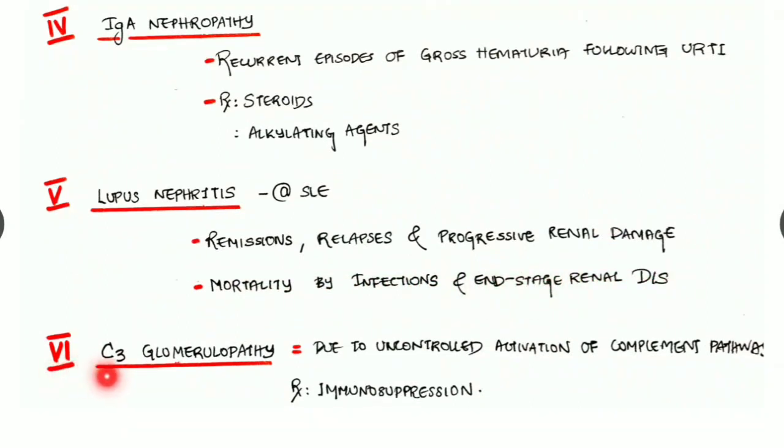And finally, there is C3 glomerulopathy. It is due to uncontrolled activation of the alternate complement pathway, and treatment is again steroids for immunosuppression. In all these cases, the mainstay of treatment is similar, like steroids, cyclophosphamide, azathioprine, and alkylating agents, which are all focused on immunosuppression.